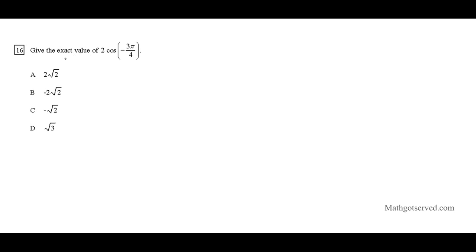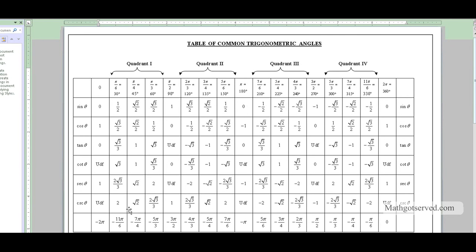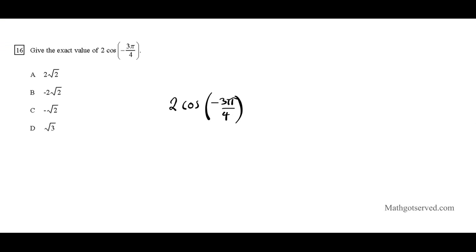Question 16 says find the exact value of 2 cosine negative 3 pi over 4. So we use our table of common trig angles to find what cosine negative 3 pi over 4 is, and then we can double our result. All right, so let's see. The negative angular measures are on the bottom. We're looking for cosine negative 3 pi over 4.